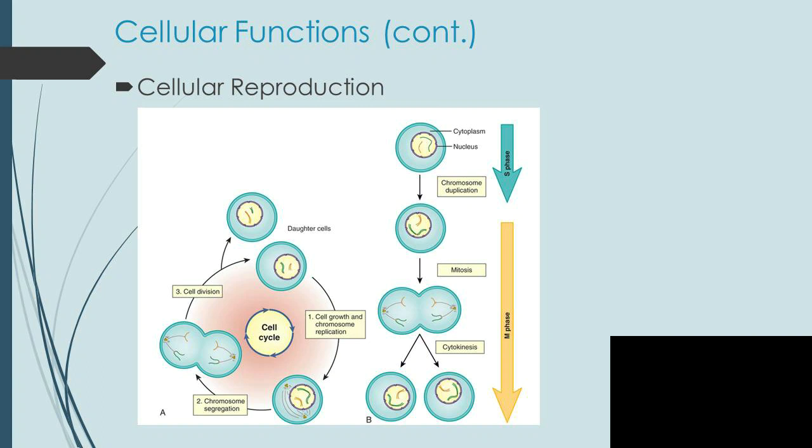Cellular reproduction happens just like this. You have the duplication process that occurs, then mitosis, where the DNA kind of moves to the opposite ends and the cell splits into two, which is called cytokinesis. The two cells that are produced from the one are called the daughter cells.